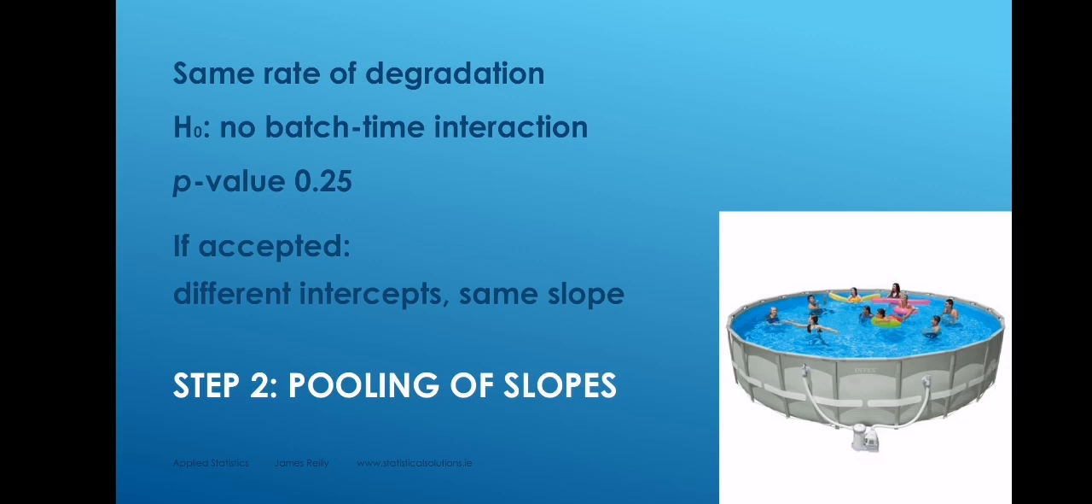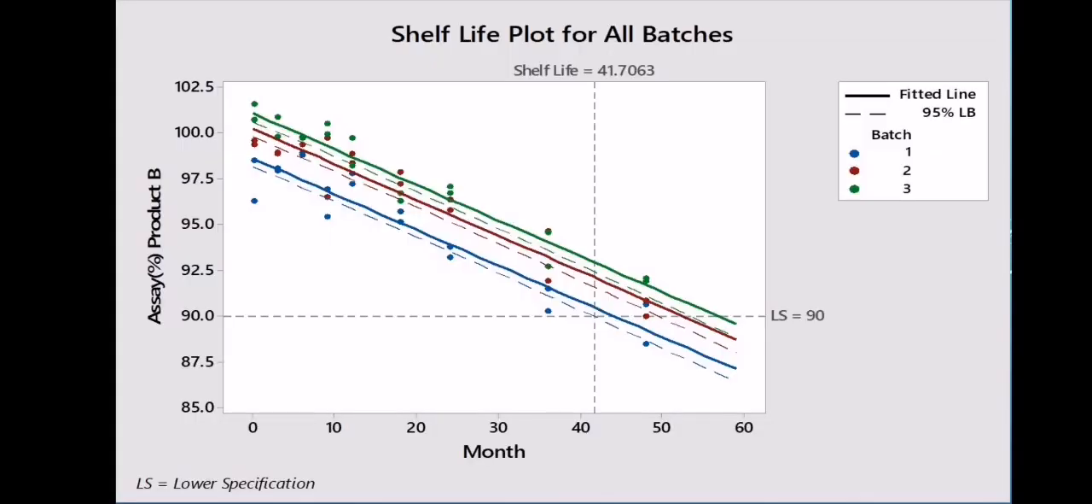So if that null hypothesis is accepted, then we proceed with the second step of pooling, which is that we use the same slope for all three regression equations, but we still allow each batch to have its own intercept, because some batches could have begun with a higher percentage of active than others. And this is illustrated on this slide here. Notice that this time, while we have three lines, the three lines have the same slope. So we have fit a model where there's a common slope, and each batch then has its own intercept calculated from its own data. And on this occasion, with these data, a shelf life of 41.7 months is suggested by these data.